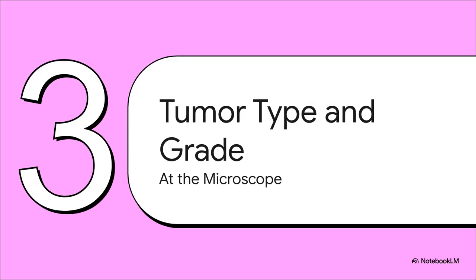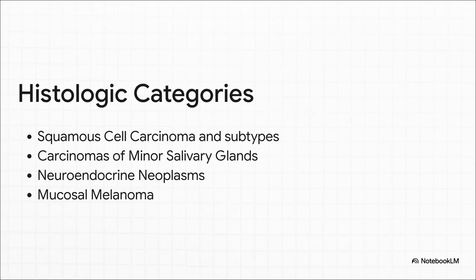Section 3, tumor type and grade. All right, specimens grossed, sections are cut. Let's head over to the scope. Now we get to find out what exactly we're looking at on a cellular level. Now look, the vast majority of the time, we're talking over 90%, it's going to be a squamous cell carcinoma. It's the usual suspect. But, and this is a big but, you can't get complacent.